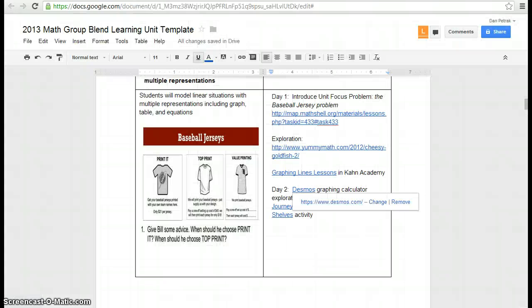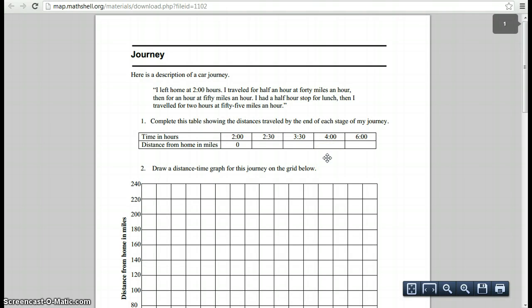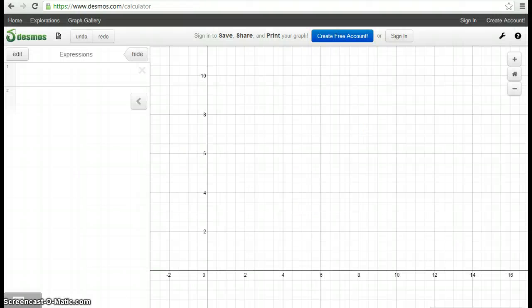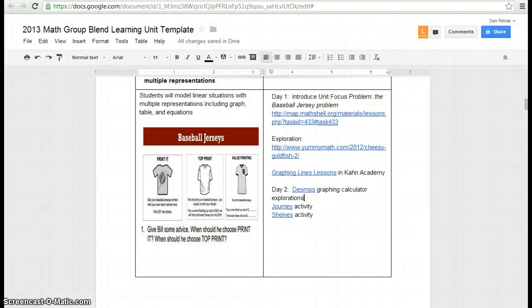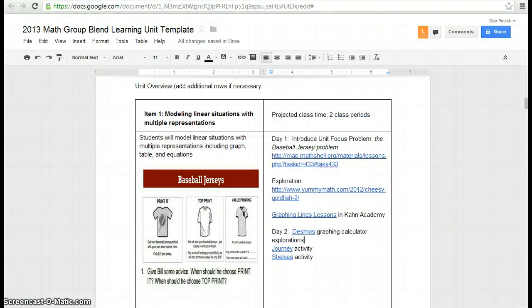We also have some other lessons here, like this Journey and Shelves one. These could be done instead of or on top of. The teachers have to determine if they need more practice plotting, making a table and plotting points, so they may want to scaffold their lessons with some of these other things. So we've tried to put other things in here. We laid them out by days, but we're kind of guessing since it's our first time. So we've got other links here.